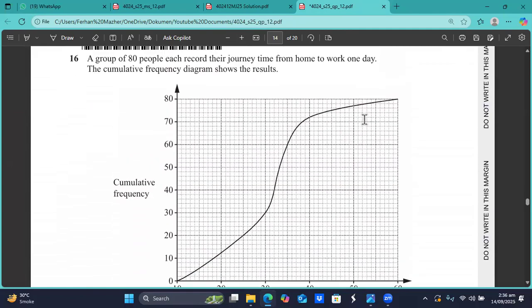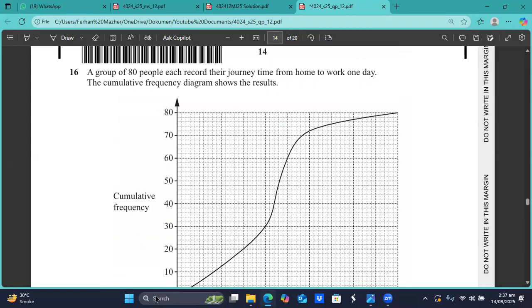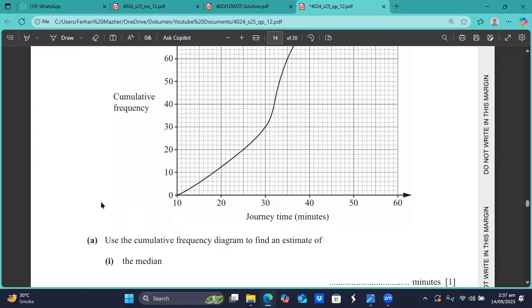So here we have question number 16. A group of 80 people each record their journey time from home to work one day. The cumulative frequency diagram shows the results. So here we have the cumulative frequency curve. On the x-axis, the time of the journey is shown: 10 minutes, 20, 30, 40, 50, 60 minutes. And on the y-axis, the cumulative frequency is shown. And this is the cumulative frequency curve.